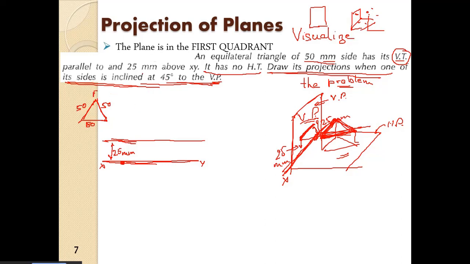So suppose I say this is P, Q and R, I will consider P to be on the vertical plane. So I consider P here. If I consider P here, then I will get directly the top view projection, that is small p here.